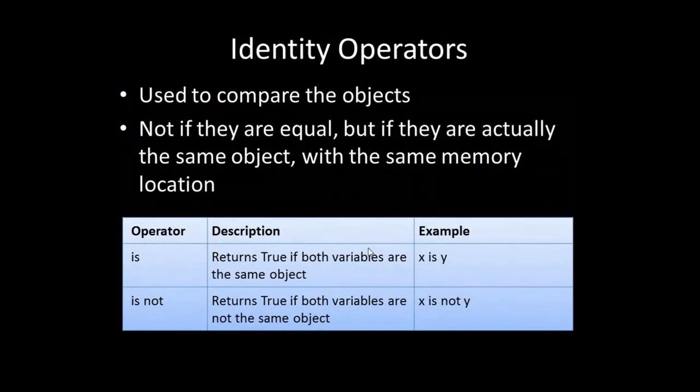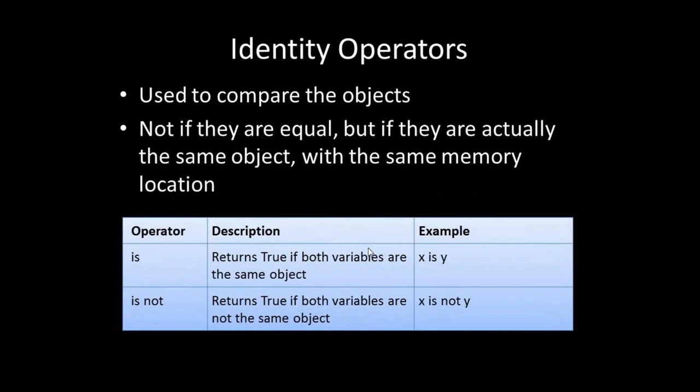Now identity operators. These are not available in all the programming languages, but they are available in Python. Identity operators are used to compare objects. Comparing here is not with respect to the value, but whether they are the same object, whether they are copies of the same object or not. That is what the identity operator is used for. This is done using the operators is or is not.